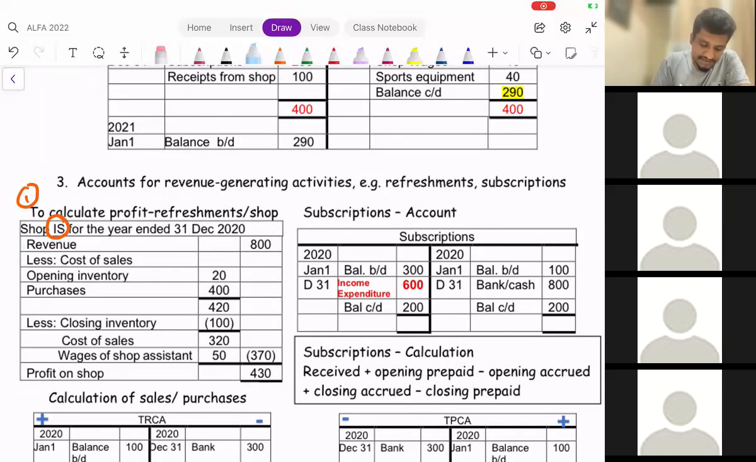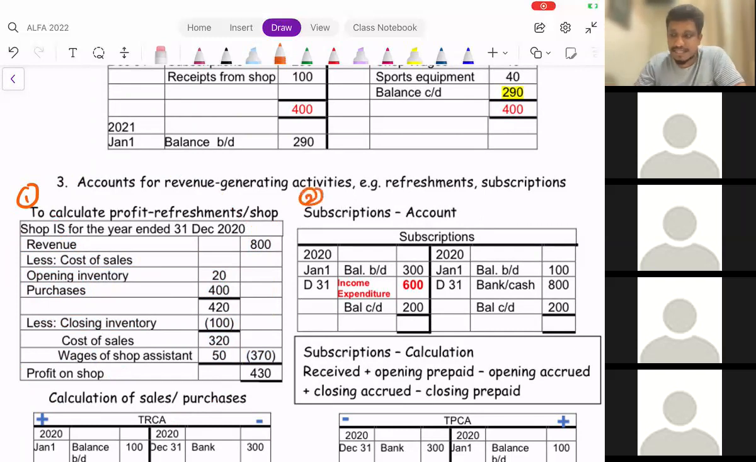We start with revenue minus the cost of sales. How to calculate the cost of sales? You take the opening inventory plus the purchases minus the closing inventory, and you get the cost of sales. This cost of sales needs to be added to any related expenses, such as wages. Then I subtract and get the profit from shop. It can be more than one expense, depending on the question. You need to know how to prepare the income statement for club and society.